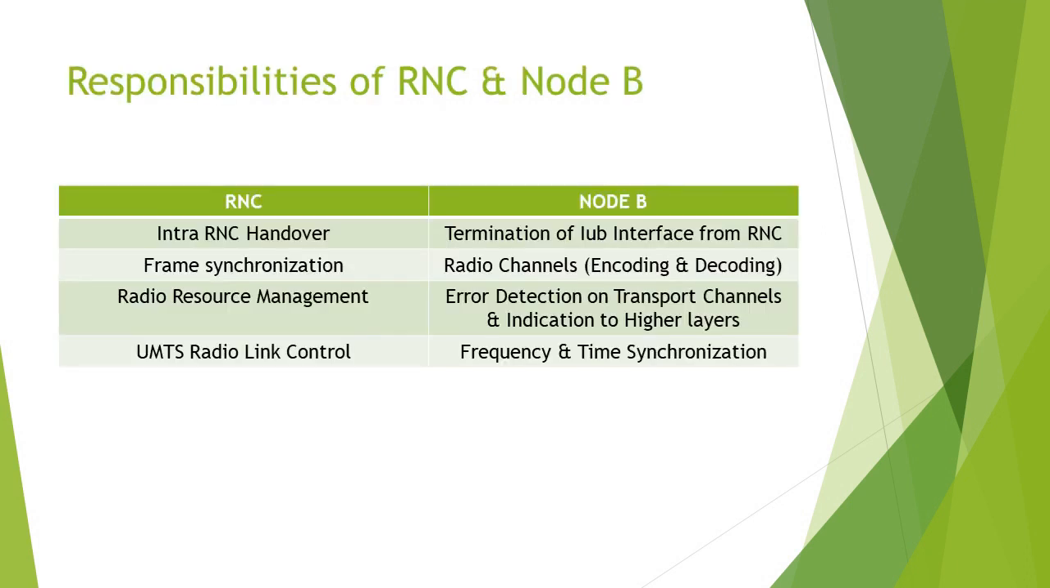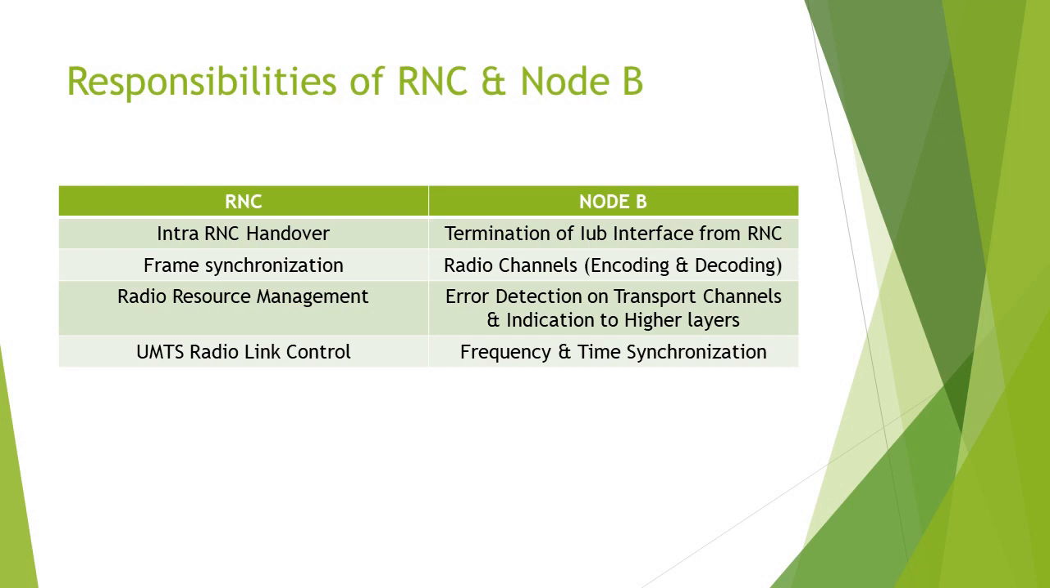Then this is a responsibility comparison between RNC and Node B. We will see how the RNC is responsible for intra-RNC handover. Node B is responsible for termination of the IUB interface from the RNC. The RNC divides the frames for transmission as well as reception using the frame synchronization concept. And Node B is responsible for encoding and decoding for the radio channels.